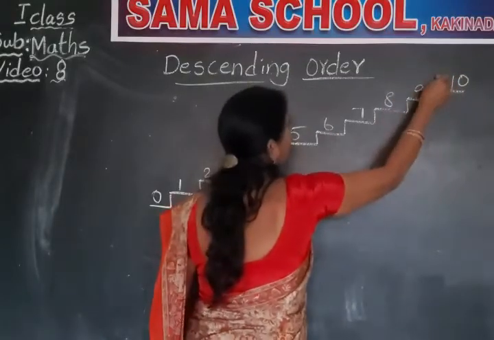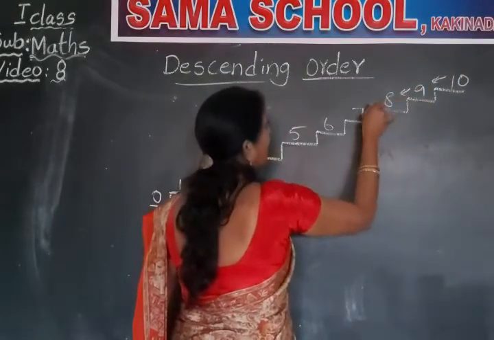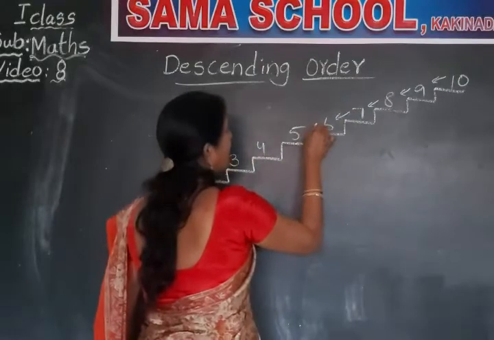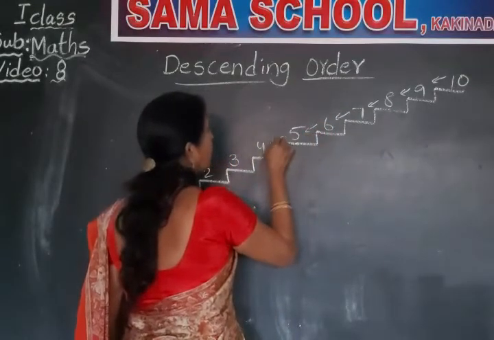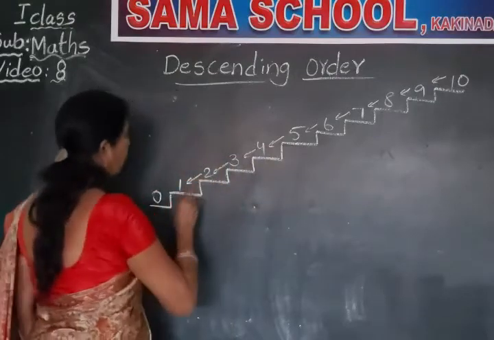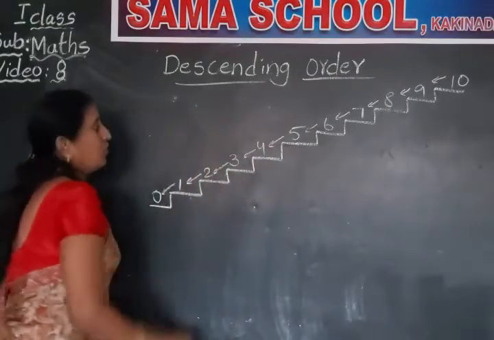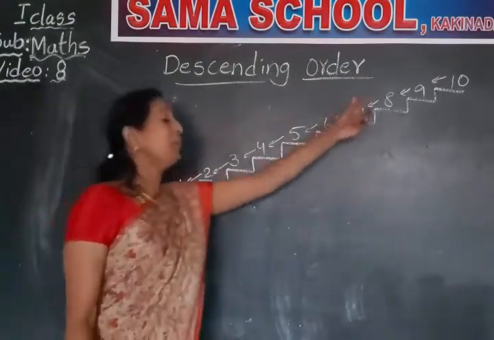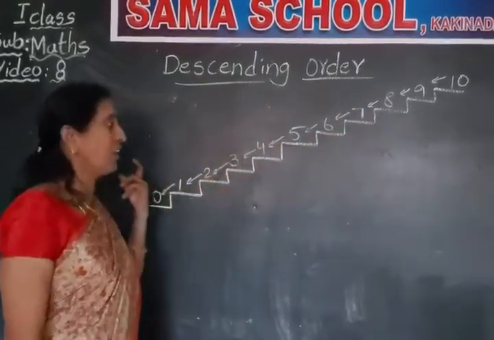You are going like this: 10, 9, 8, 7, 6, 5, 4, 3, 2, 1, 0. Like that, we are going from the biggest number to the smallest number.